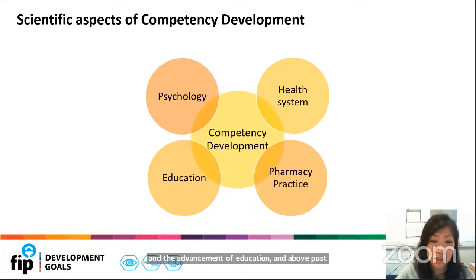Then psychology to support the learners and educators in the process of their educational workforce development. Therefore, in order to effectively support advancement in competency development, the scientific aspect of it is an essential part of the journey.